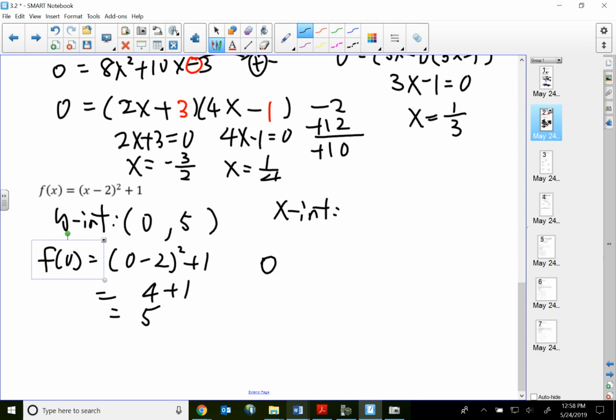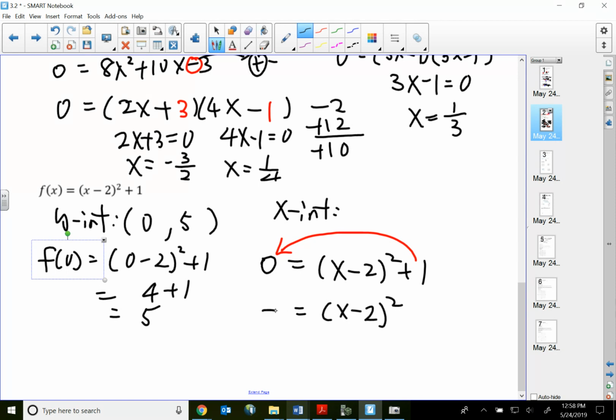So I'm going to set my function y equal to 0. That gives me x minus 2 whole thing squared plus 1. This is only 2 terms on the right, so solving this quadratic equation that only consists of 2 terms, I can use the square root property. I'm going to move my positive 1 over, so I will end up with x minus 2 whole thing squared equal to negative 1.